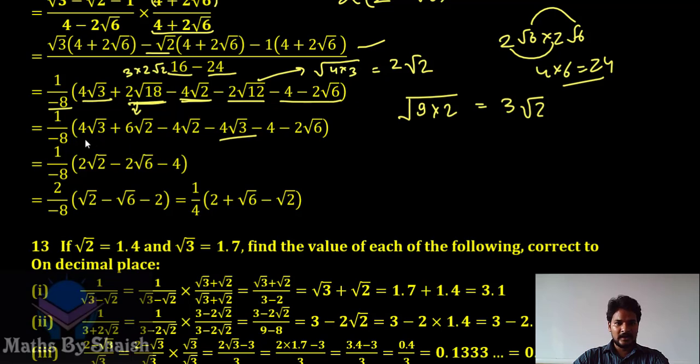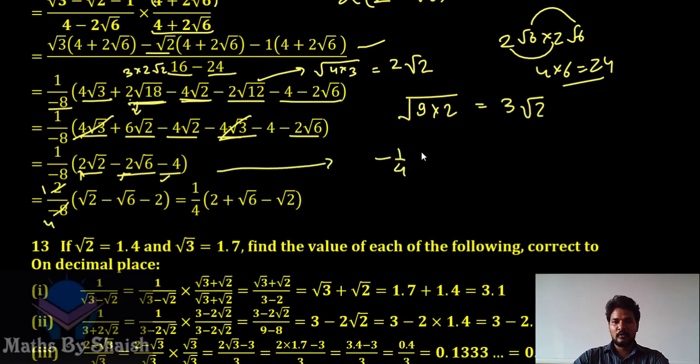Now we can see some like terms, like 4 root 3 and minus 4 root 3, they get cancelled. 6 root 2 minus 4 root 2 becomes 2 root 2, and minus 2 root 6 as it is, and minus 4 as it is. Now we can take 2 common from here because 2 is here, 2 is here, 2 is here. It would be root 2 minus root 6 minus 2, and then we can cancel this, and we can multiply this minus inside. It actually we got from here as minus 1 by 4 times root 2 minus root 6 minus 2.